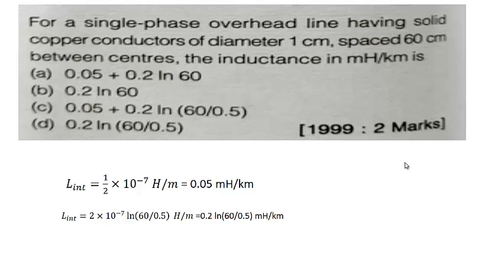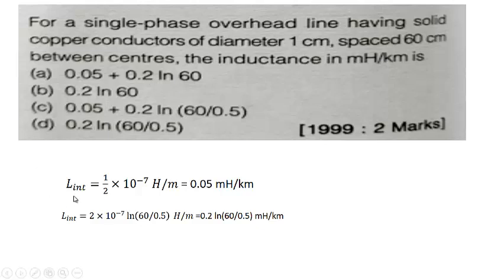We need to find out the inductance in millihenry per kilometer. So usually when we do the calculation, we use L is equal to 2 into 10 to the power minus 7 into ln of D by R dash. But since you can see there are two values given, that is this and this, that means we have to calculate the internal inductance separately and external inductance separately.